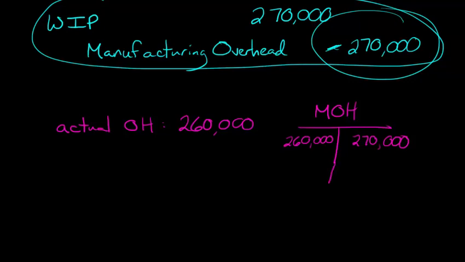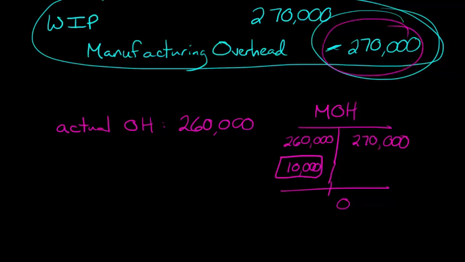So now we need to rectify this. What we do is we make an entry over here for 10,000. That will zero things out. This 10,000 is basically correcting for the fact that we applied too much overhead. We applied an extra 10,000, and now we can just make another journal entry at the end of the period to account for that.